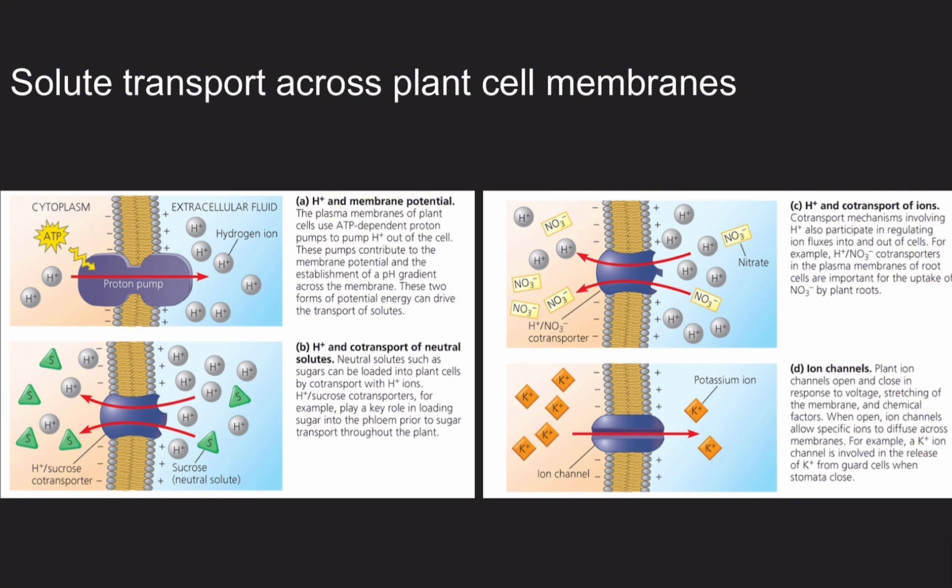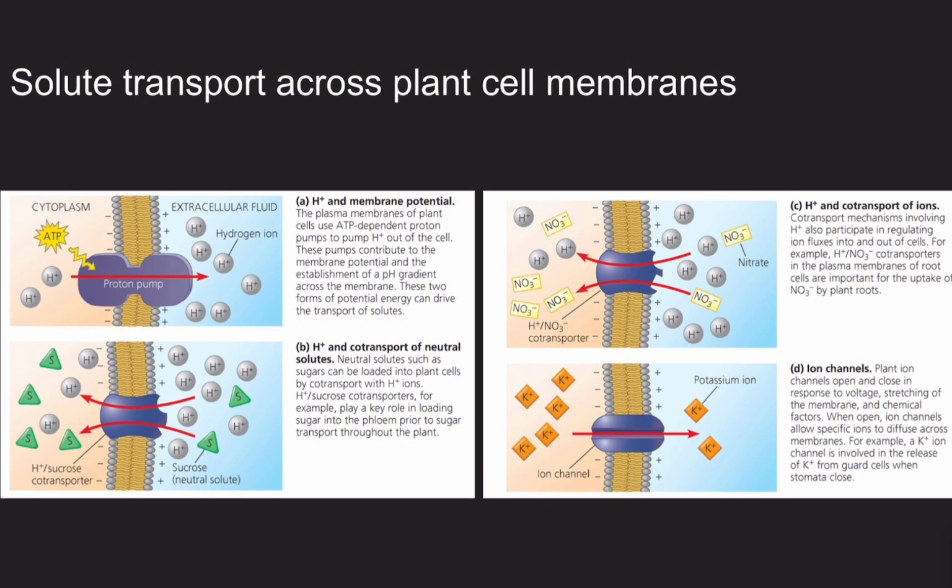In figure A, which is this one, the plasma membranes of plant cells use ATP-dependent proton pumps to pump H+ out of the cell. These pumps contribute to the membrane potential and the establishment of a pH gradient across the membrane. These two forms of potential energy can drive the transport of solutes. So here, protons are actively transported out of the cell through proton pumps, which can establish a pH gradient, which can lead to more transport and diffusion across the cell membrane.